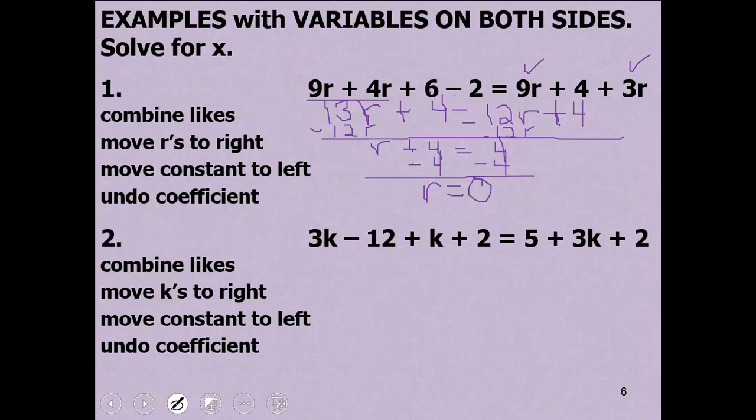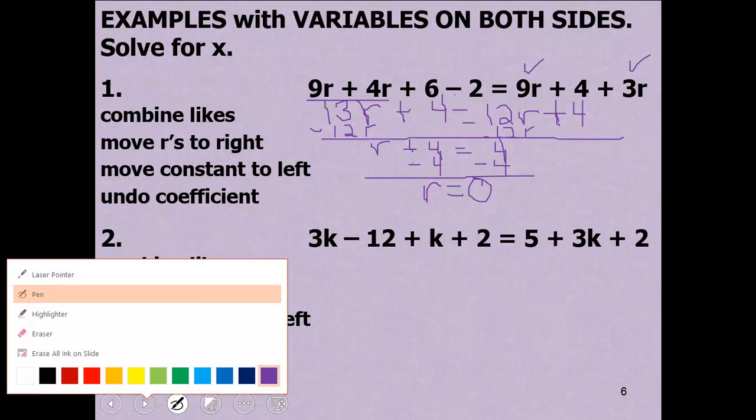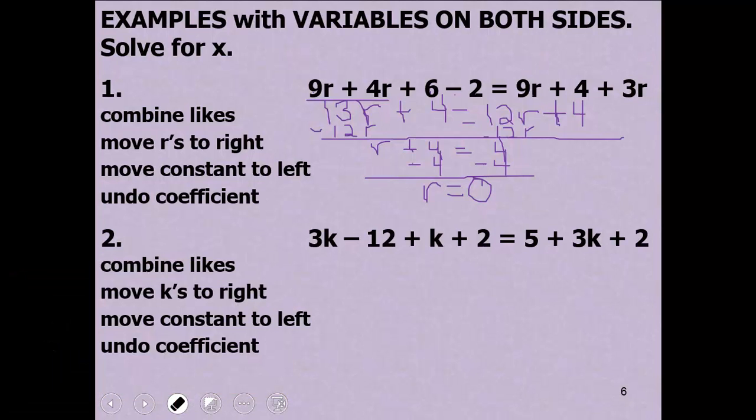Now we're going to check it, okay? I'm going to check it right above here. Let me erase those little check marks real quick. Okay. All right. I'm plugging in a 0. So anytime I multiply by 0, I get 0. So 0 plus 0 plus 6 minus 2 is equal to 0 plus 4 plus 0. What's 6 minus 2? 4. Does 4 equal 4? You betcha. All right, hit pause and you try number 2 on your own and see how you do. Come back and see how you do.